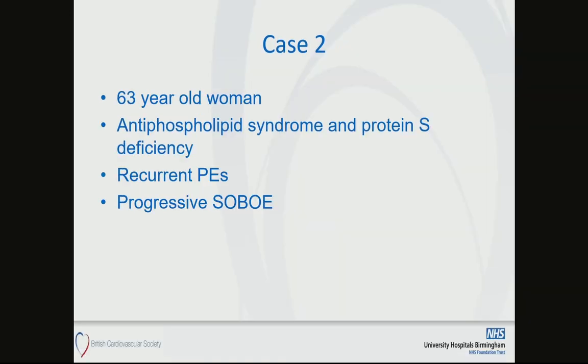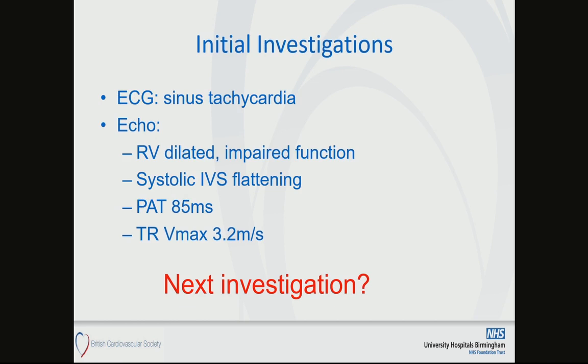So, case 2. 63-year-old woman, antiphospholipid syndrome and protein S deficiency, recurrent pulmonary emboli, and she comes to you with progressive shortness of breath on exertion. She has sinus tachycardia. Echocardiogram done in clinic shows dilated right ventricle, impaired function, systolic septal flattening, reduced pulmonary acceleration time, and her TRV max is 3.2, so in that sort of bit in the middle. So what would your next investigation be?